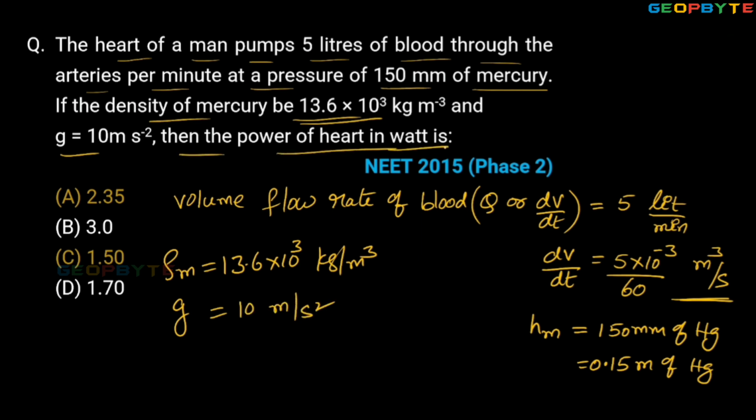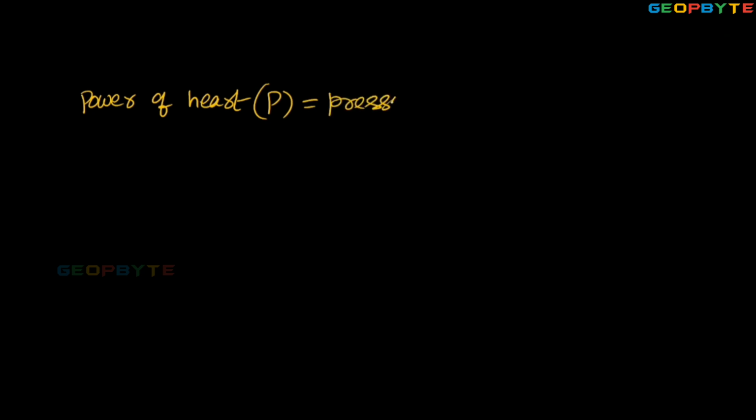Then power of the heart in watt. What is the power of the heart in watts or joule per second? So power of heart, P equal to pressure multiplied by volume flow rate. So pressure equal to what? Rho of the mercury into g into h of the mercury into dV by dt.